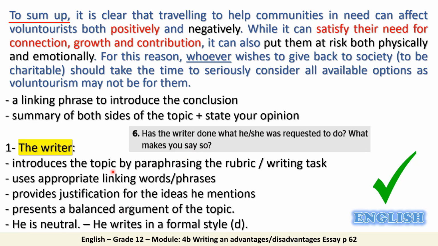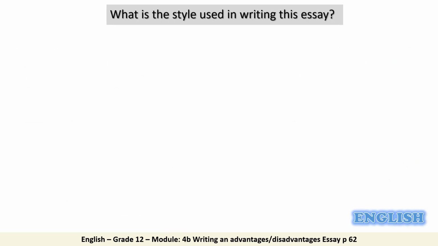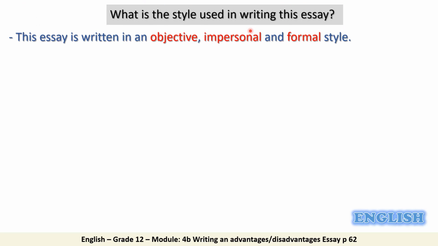He has introduced the topic by paraphrasing the rubric or the writing task, and this is what you should do in writing an advantages and disadvantages essay, right? Use appropriate linking words and phrases, provide justification and exemplification for the ideas, present a balanced argument of the topic, be neutral, and use a formal style. This is an extra elaboration on the style of writing. What is the style of writing in this essay? It is objective, impersonal, and formal style.